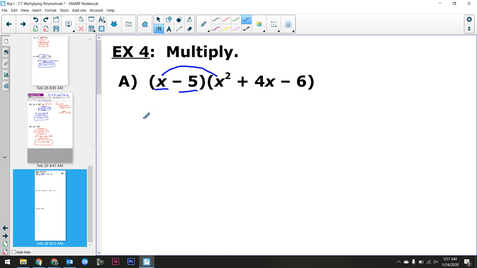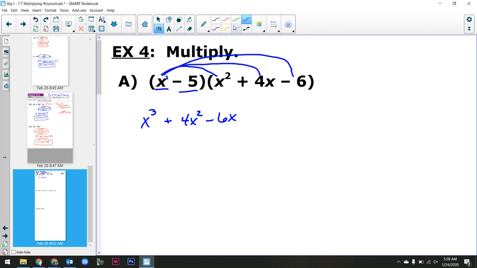X times x is x squared. X times 4x is 4. I'm sorry. X squared times x. I got that wrong. X squared times x is x to the third, because here's the power 1, here's the power 2, add them together. X times 4x would be a 4x squared. And then x times negative 6 is a negative 6x.